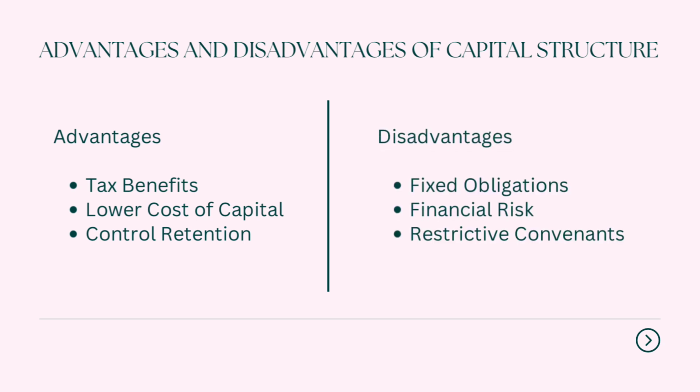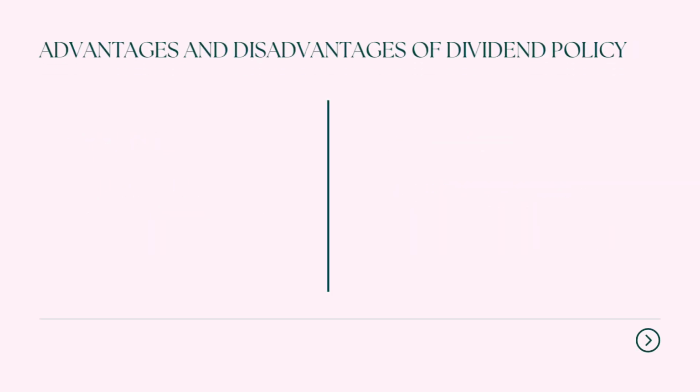Next, we are going to talk about the disadvantages of the capital structure. So the first one is fixed obligations. Debt requires fixed interest and principal repayments, which can strain finances during downturns. The second one is financial risk. High levels of debt increase financial risk, especially if the company faces cash flow issues. And the last one of the disadvantages of the capital structure is restrictive covenants. Debt agreements may impose covenants limiting managerial flexibility.